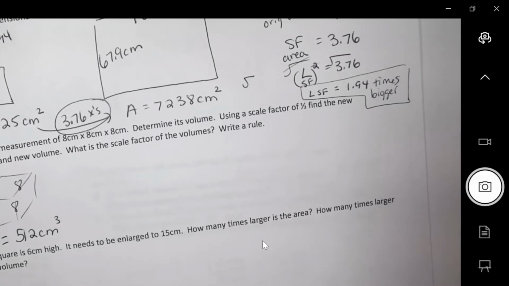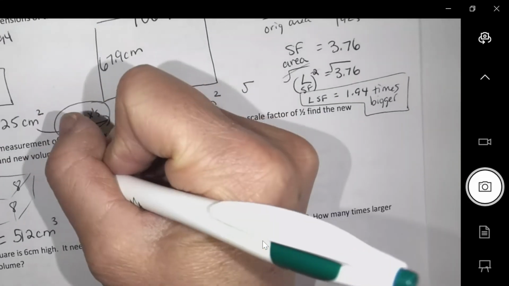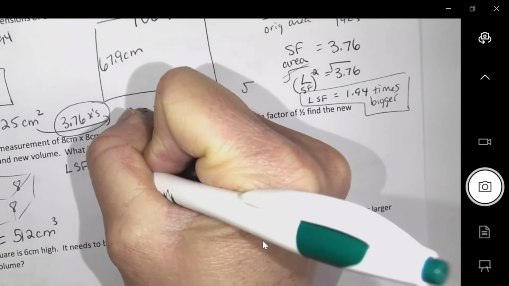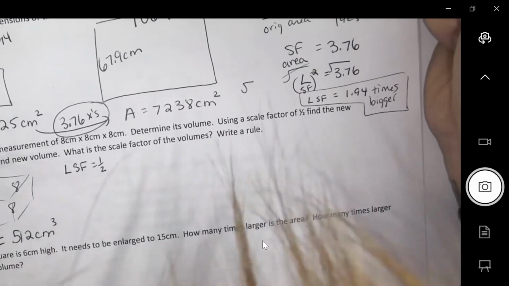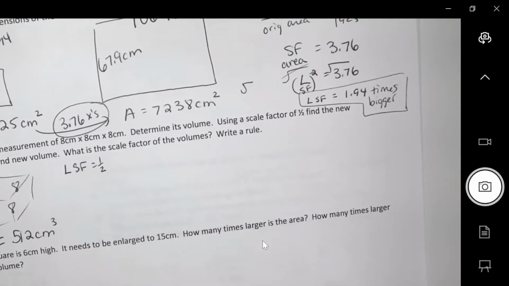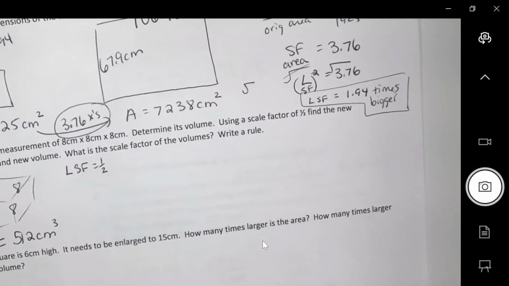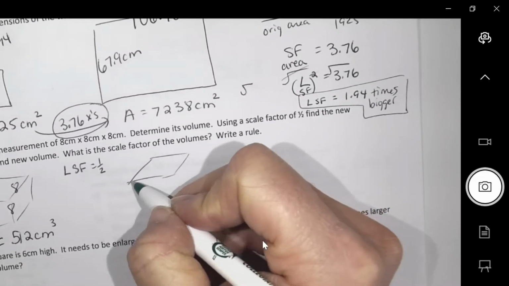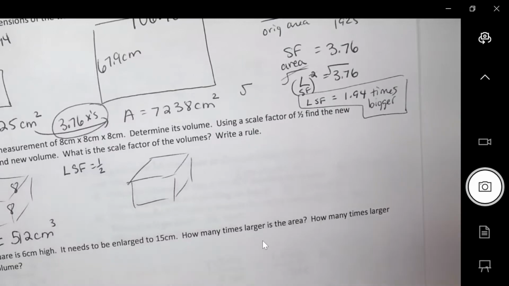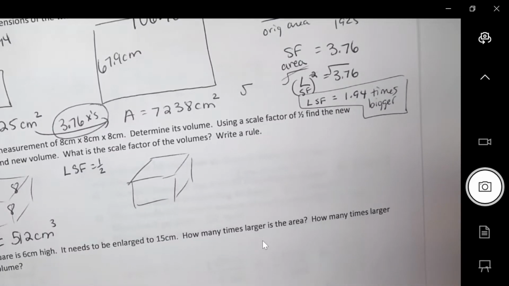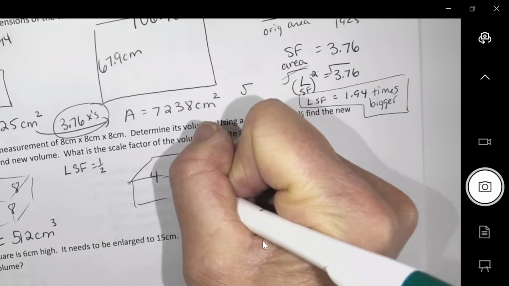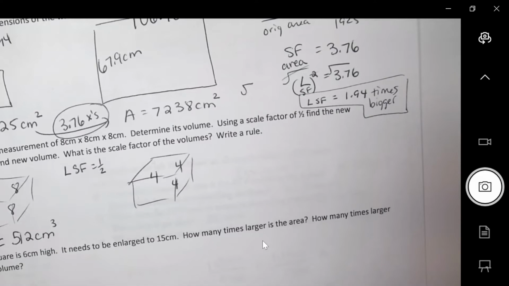Using a scale factor of 1/2, so I'm going to say the linear scale factor is 1/2. Okay, I'm putting an L beside that, because that's the linear is 1/2. So obviously my cube is getting smaller because it's 1/2, right? It's less than 1. So the new dimensions, 4 by 4 by 4.